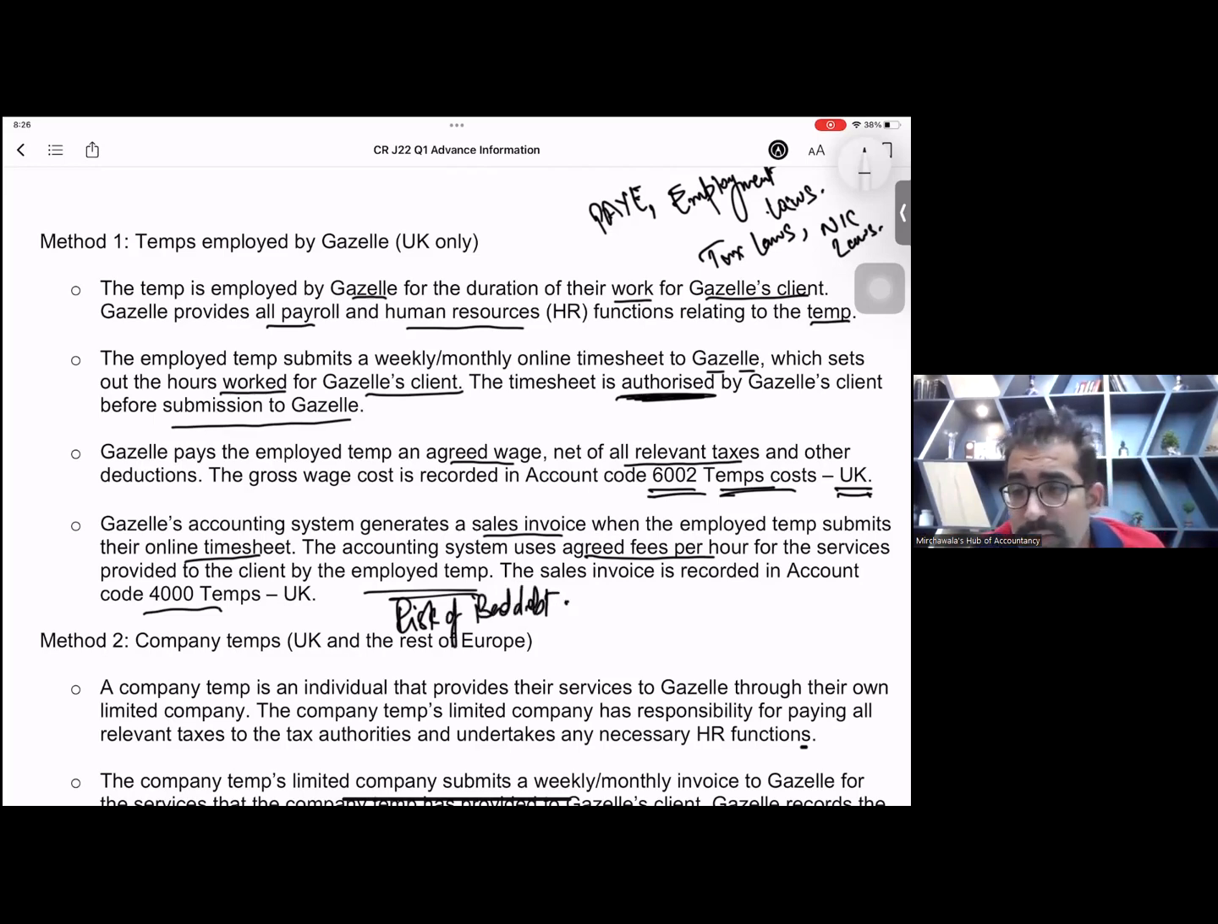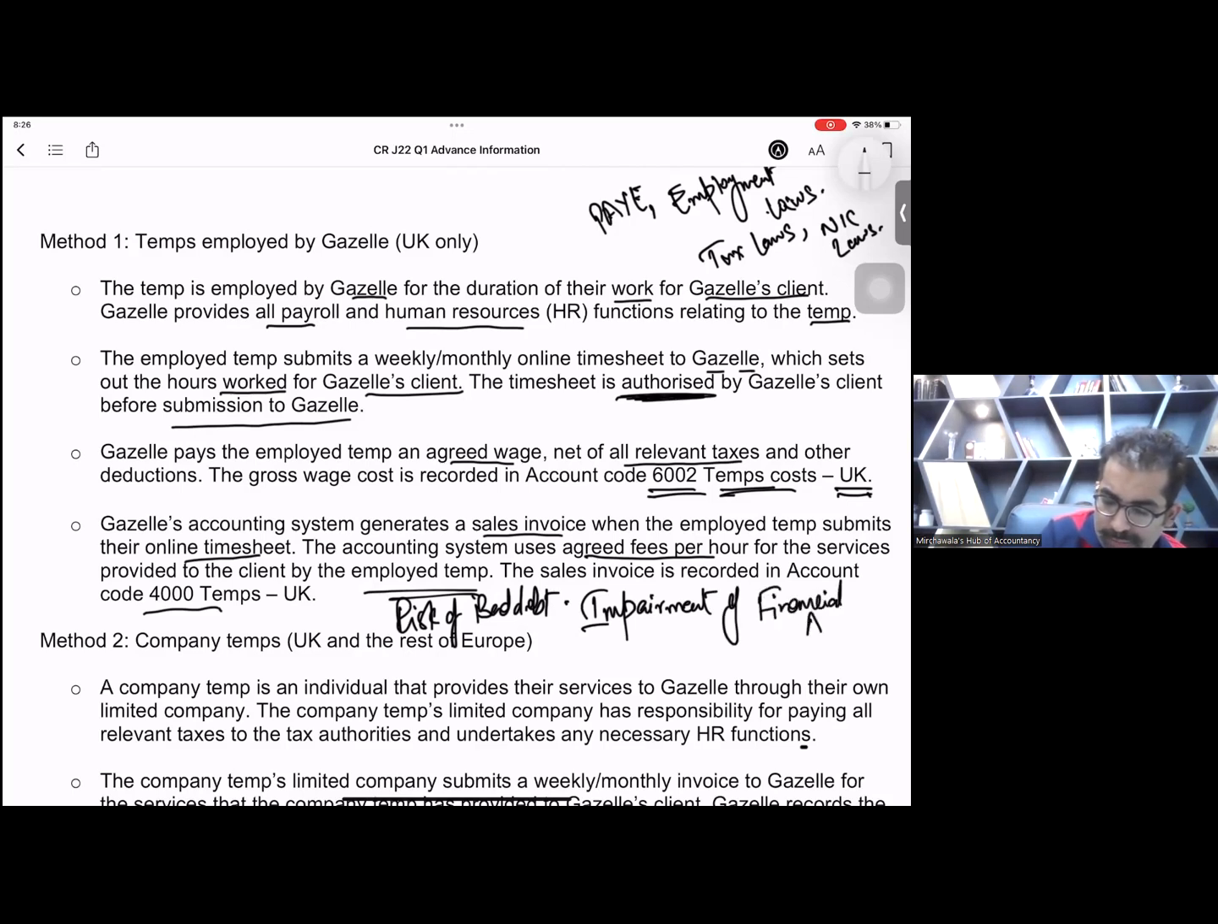Bad debt is linked to receivables, and receivables are linked to IFRS 9. A receivable is a financial asset, linked to IFRS 9. So you may get impairment of financial asset in the exam. Okay.